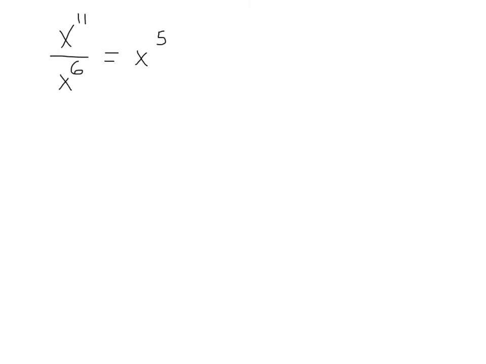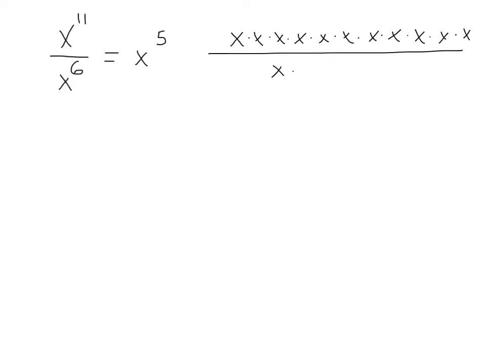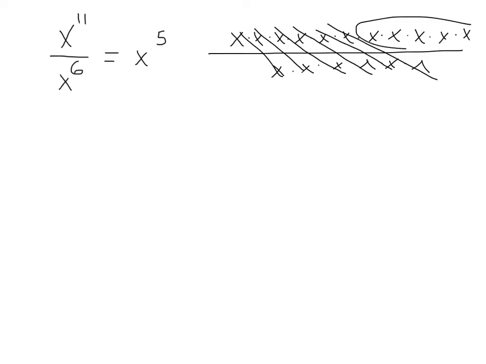I'm saying that in my numerator I've got 11 x's, and now I'm wishing I'd chosen a smaller exponent. 4, 5, 6, 7, 8, 9, 10, 11. In my denominator I've got 6 x's, 1, 2, 3, 4, 5, 6. And what's happening is, well, 6 of these factors of x are canceling out, and what do I have left? I've got 5 factors of x. So that's why this type of thing works.